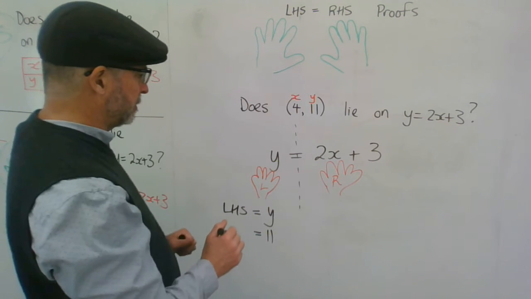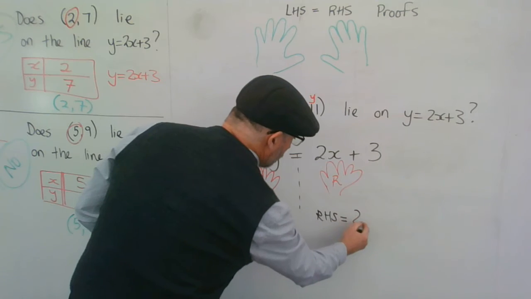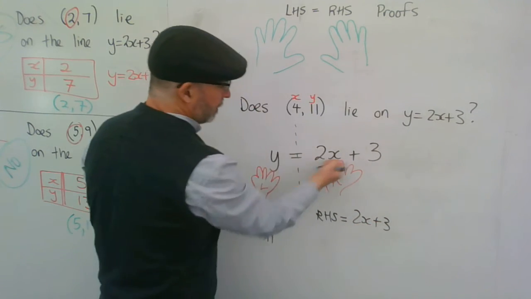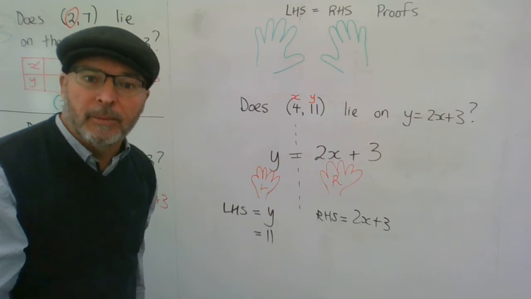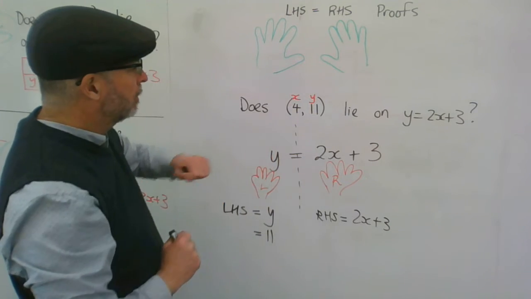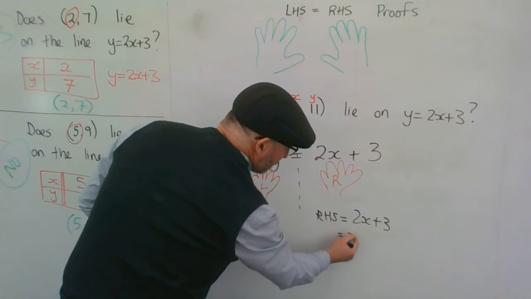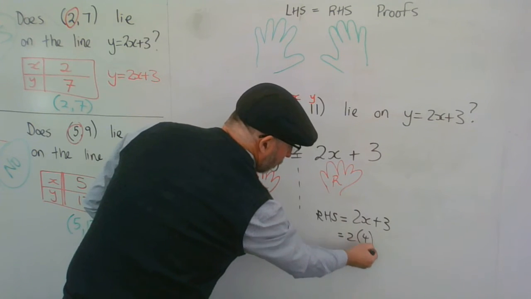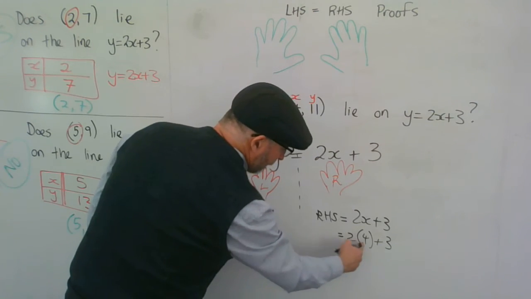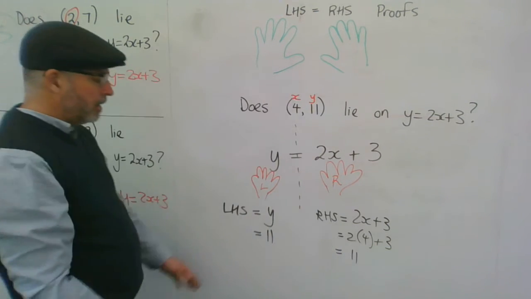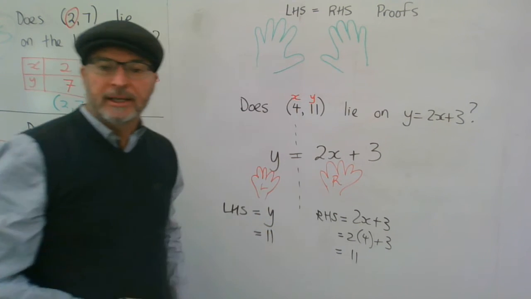What about the right-hand side? The right-hand side of the equation is 2x plus 3. Well, what's that going to be for our point in question? Well, x is 4. So the right-hand side is going to be 2 times 4 plus 3. 8 plus 3, 11. The left-hand side is 11. The right-hand side is 11.